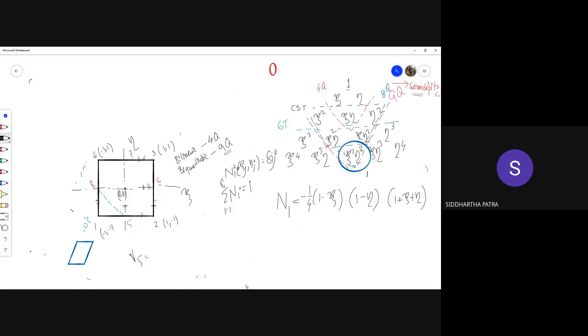Now you can figure out what are N2, N3 and N4. But can you tell me what is N5? How do you get N5? What are the straight lines that you are supposed to take? So all the nodes would be covered other than 5. Try to get the shape functions for N1 to N8.